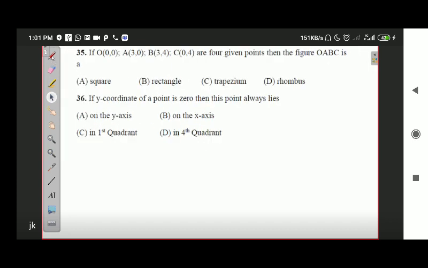Next is question number 35. You are given some points and you have to determine what sort of figure it will be. We have discussed earlier, it will be a rectangle. Question number 36: if the y coordinate of a point is 0, then the point will always lie on the x-axis.